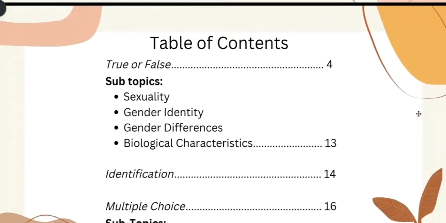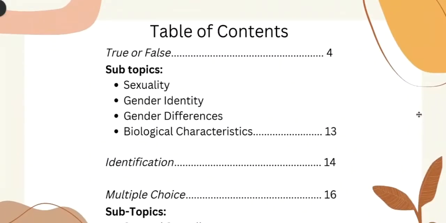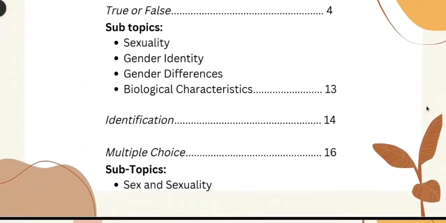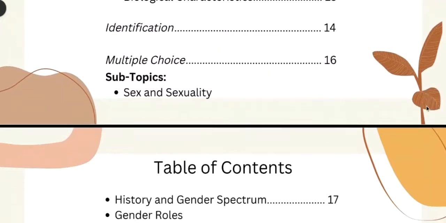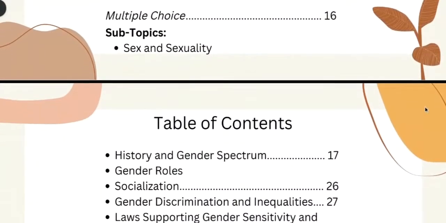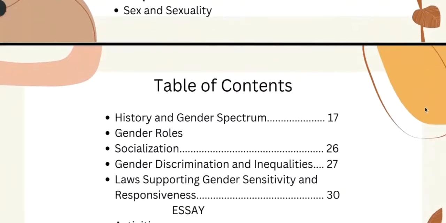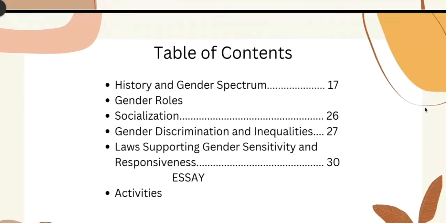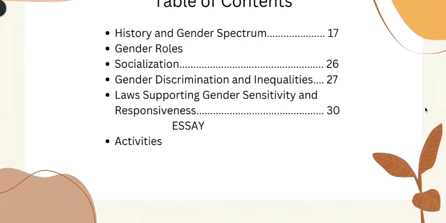So here is your table of contents: true or false, subtopics, sexuality, gender identity, gender differences, biological characteristics, identification, multiple choice, subtopics, sex and sexuality, history and gender spectrum, gender roles, socialization, gender discrimination, inequalities, law supporting gender sensitivity and responsiveness, essay activities.